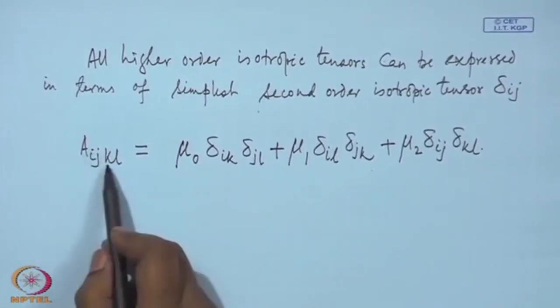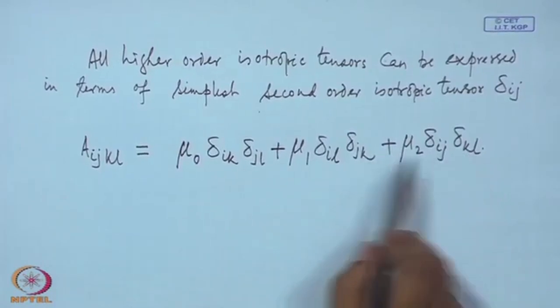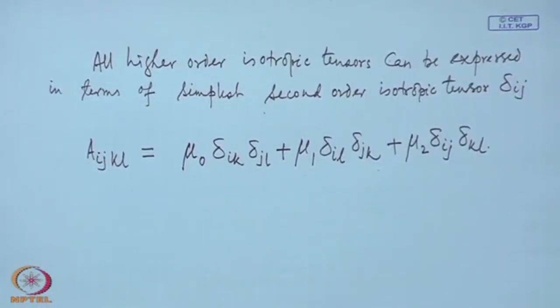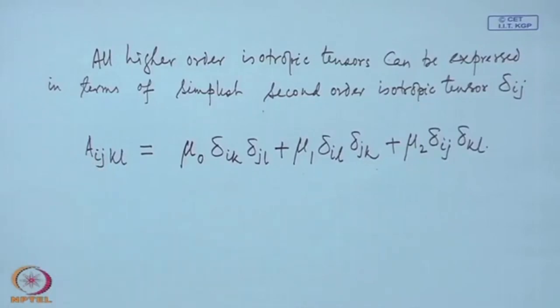Out of these four indices, these are the only possible combinations taking two at a time: I k j l, I l j k, I j k l. We have no other possible combination. So this is what A I j k l is. Now, we have already stated that the tensor A I j k l is symmetric in I and J.